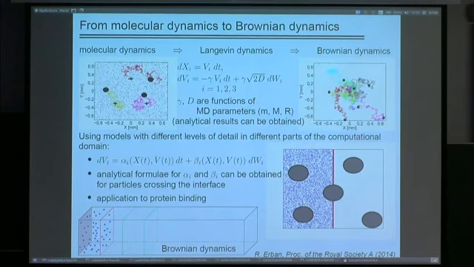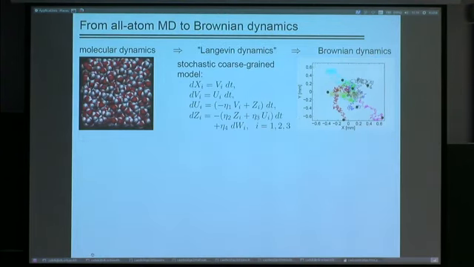So it's a toy problem to get some insight into this problem of coupling all atom molecular dynamics with Brownian dynamics. So let me look at what could be done here, and then just try to follow the same philosophy. I have this all atom molecular dynamics model. I would like to couple it with some stochastic coarse-grained model, which is valid at the time scales of molecular dynamics, and hopefully prove that this stochastic coarse-grained model in a suitable limit gives Brownian dynamics. And this is possible for the model which I put here.